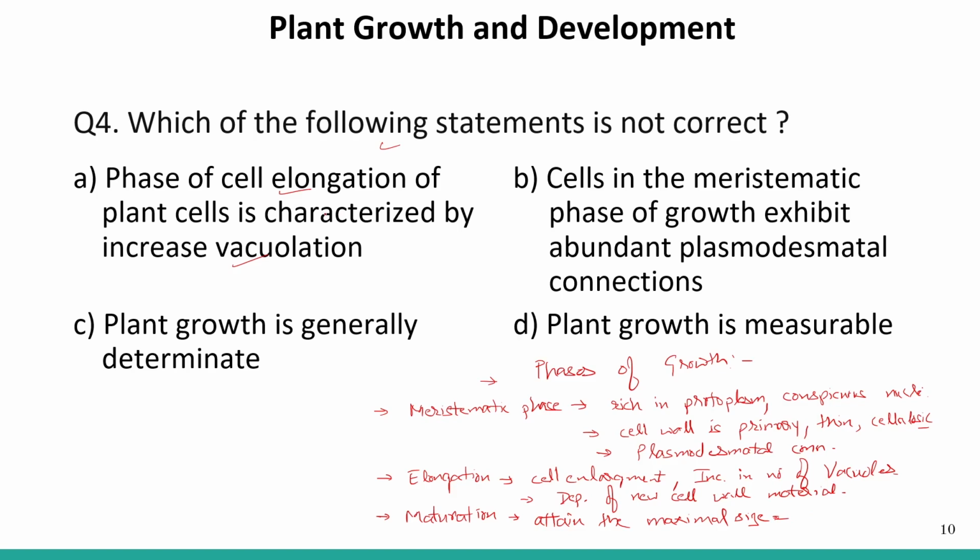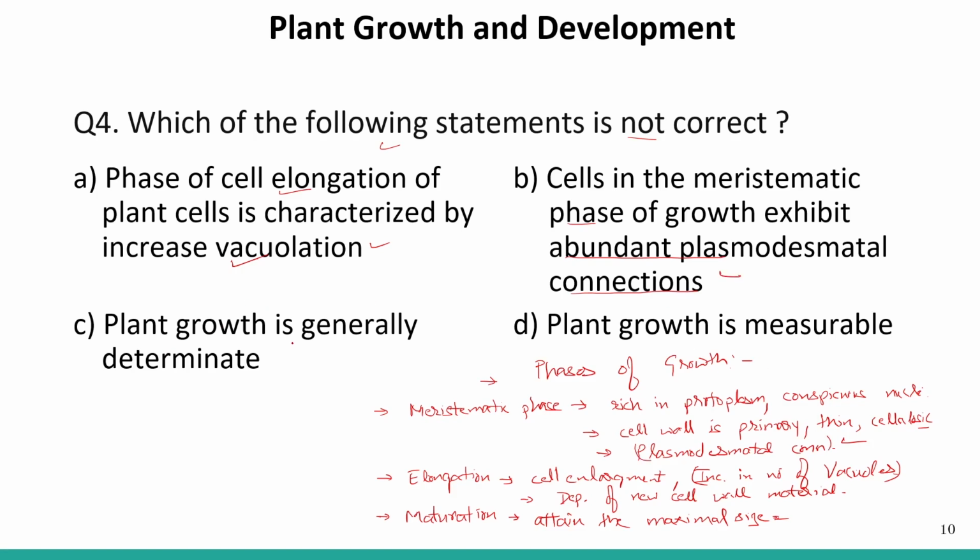Alright. So now, coming back to the first option: the phase of cell elongation of the plant cell is characterized by increased vacuolation. Okay, so this is correct. But we have to select the statement which is not correct. Then option B is: cells in the meristematic phase of growth exhibit abundant protoplasmic connections. Alright, a lot of protoplasmic connections in the meristematic phase. So this is also correct.